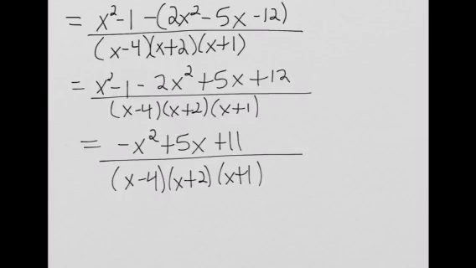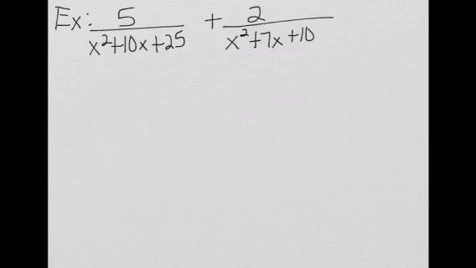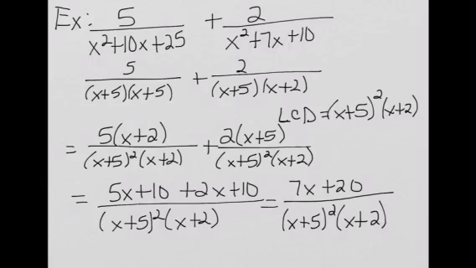Alright, so one more I want you guys to try, and see how you do on adding and subtracting rational expressions. Here's a problem I'd like you to do. It's 5 over x squared plus 10x plus 25, plus 2 over x squared plus 7x plus 10. And so again, just pause the video, give yourself a few minutes to get started and try to figure this out, and then continue the video to see how it's solved.